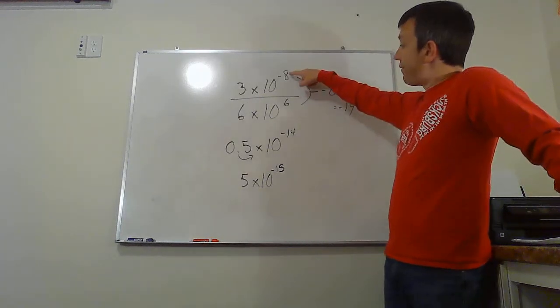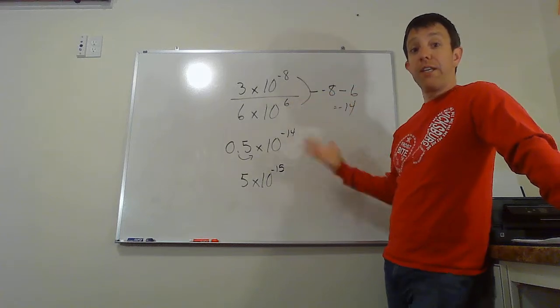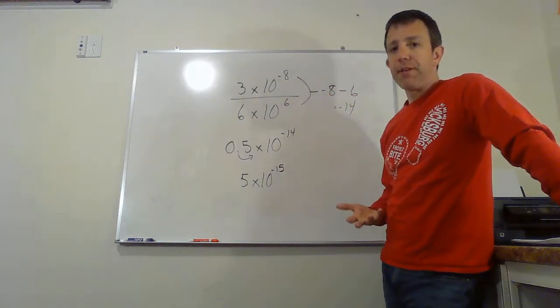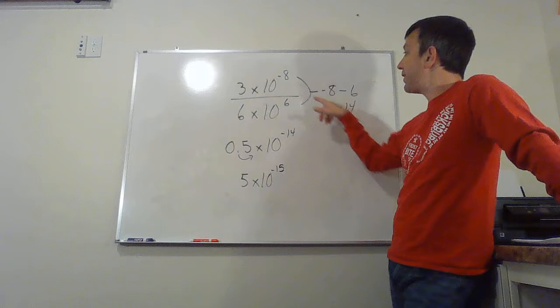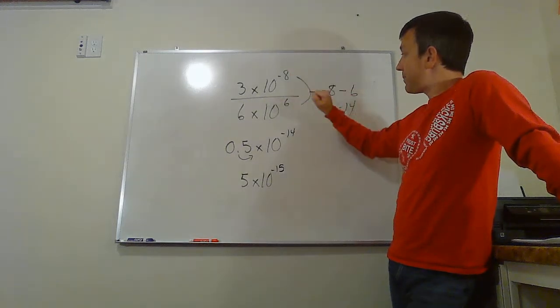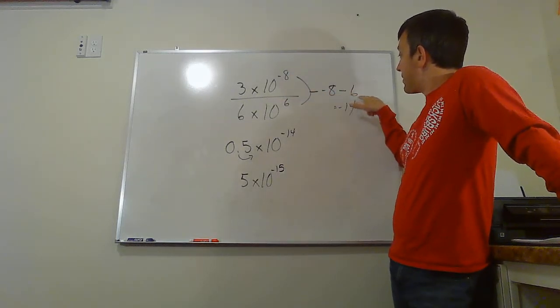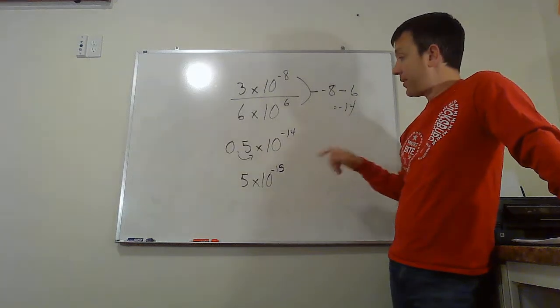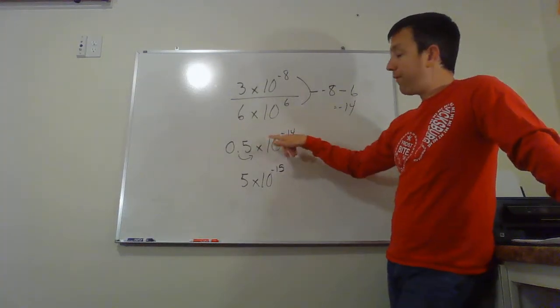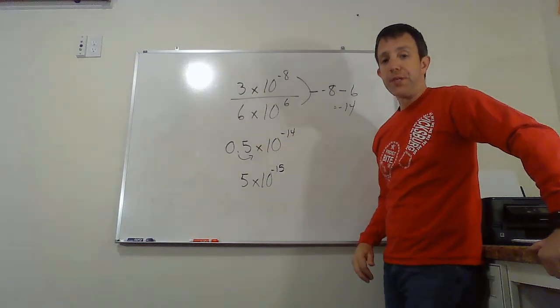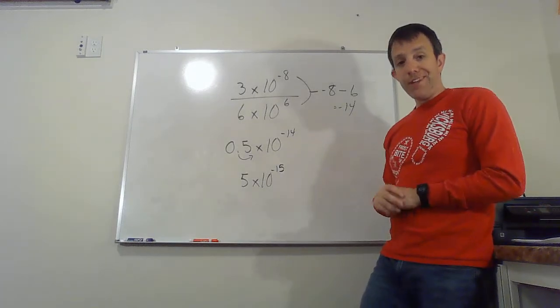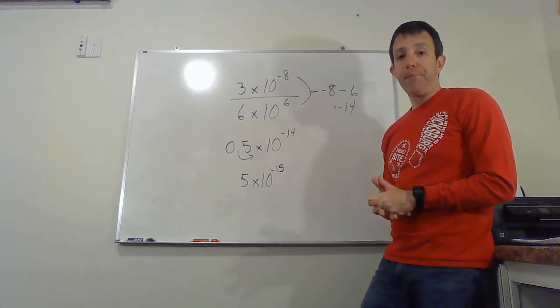So then I need to be careful and subtract my exponents. Here I need to be really careful because I have negatives running around, and negatives can mess up everything. So please remember, top minus the bottom. Negative 8 minus 6, that gives me a negative 14. So I have 0.5 times 10 to the negative 14th power. But unfortunately, this is not in scientific notation.